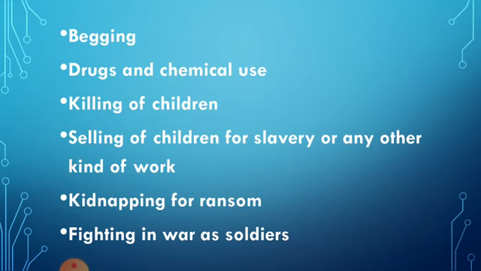Drugs and chemical use. These habits are addictive and very harmful. Parents need to monitor the habits of their children. Killing of children, especially a girl child. If a girl is born instead of a son, in many families this act is the worst. The government should make strict laws to protect girls and boys also.